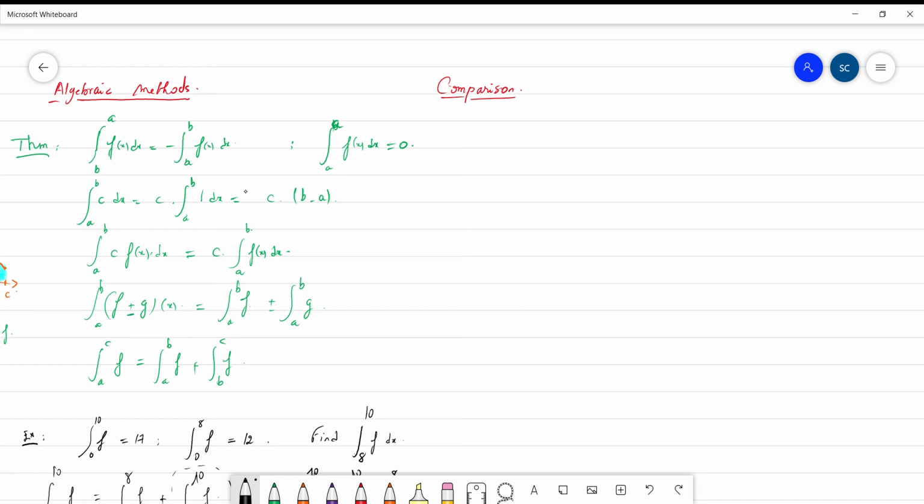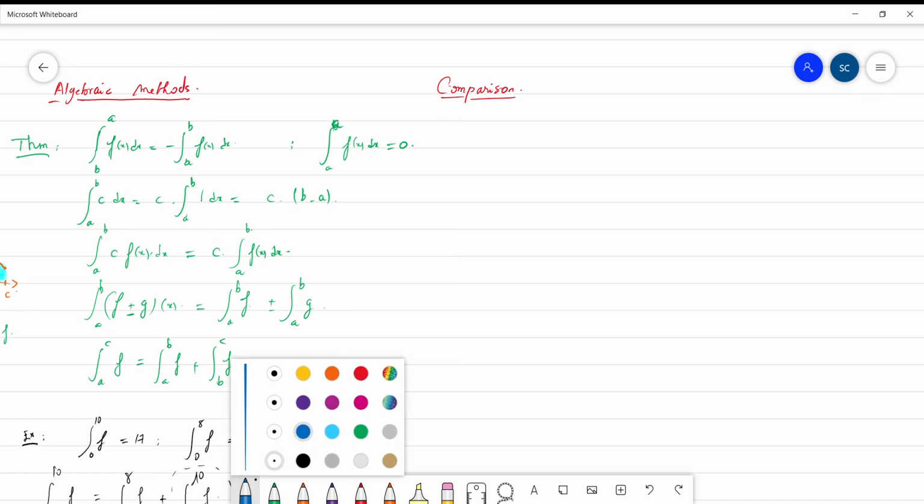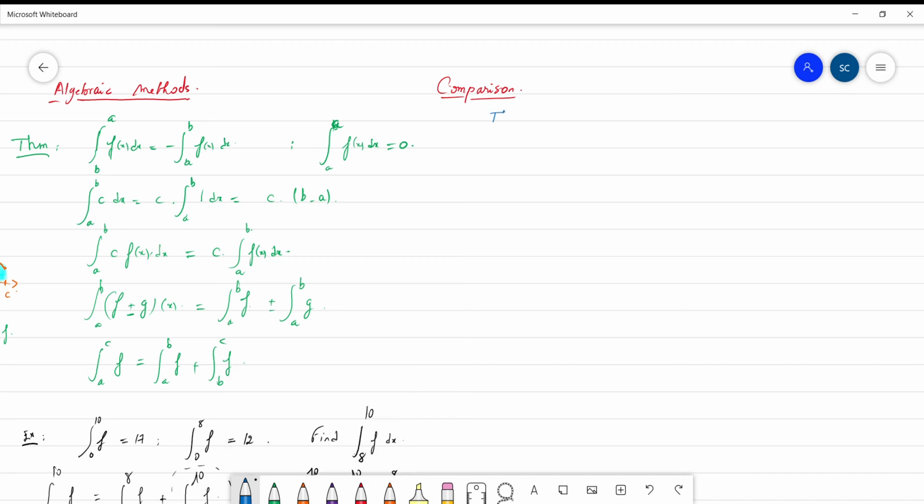So this involves the following result. Let's put it as a theorem. Okay, so we have the following theorem.